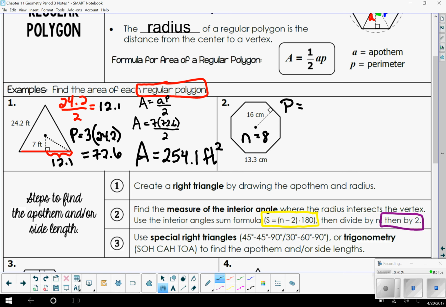Gabe, what's our perimeter? Well, tell me the step to find the perimeter. Perfect. Do you know what that is yet, or did you put it in your calculator? 106.4. Okay. And so the area is going to be 16 times 106.4 divided by 2.